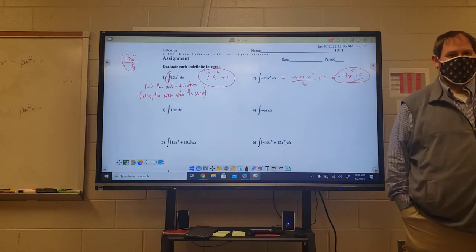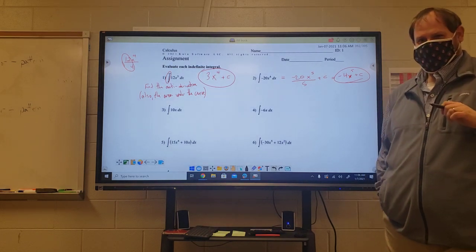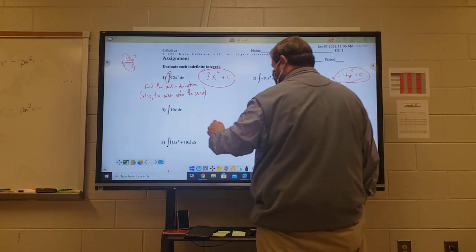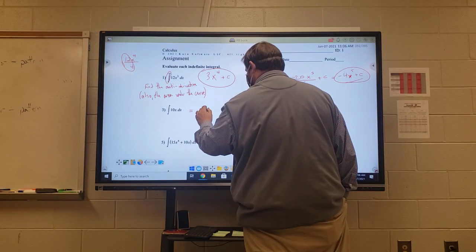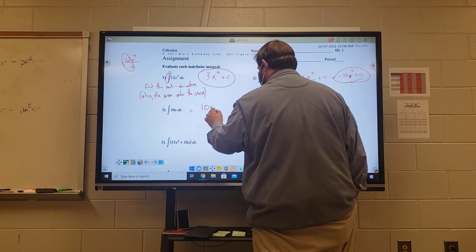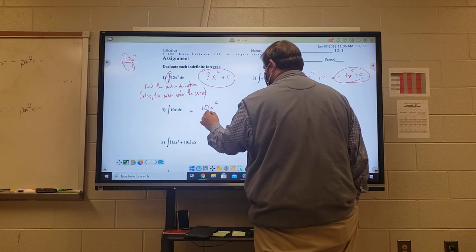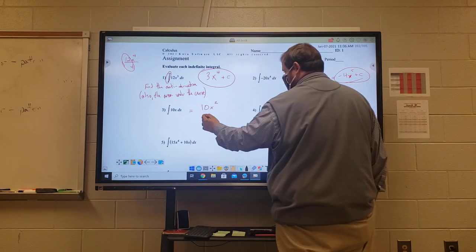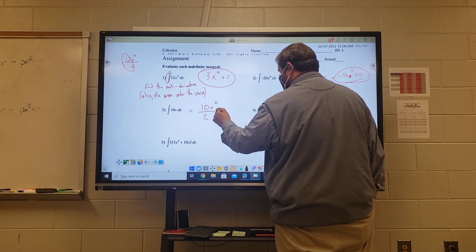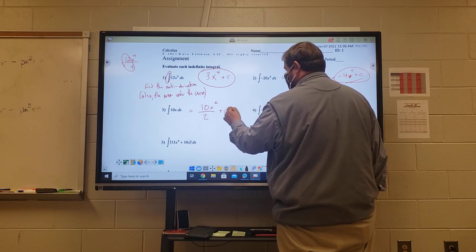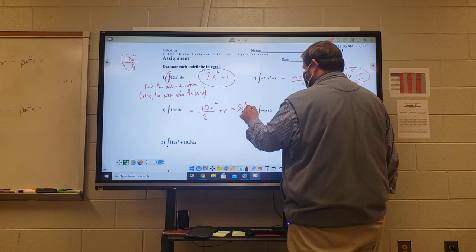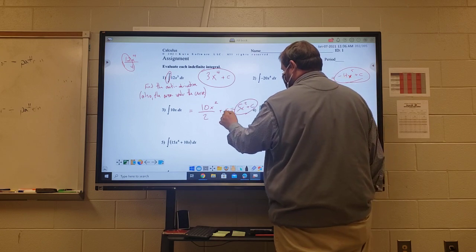All right, what about 10x? What does it become? Squared. What becomes squared? The exponent for the x. And then what goes on the bottom? 2. So my final answer is 5x squared plus c. Perfect.